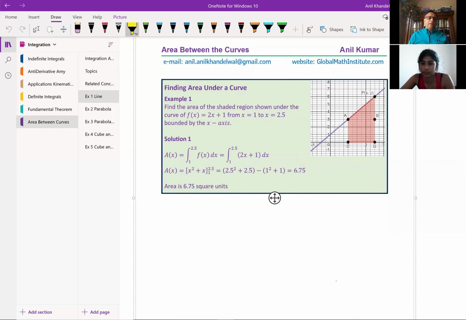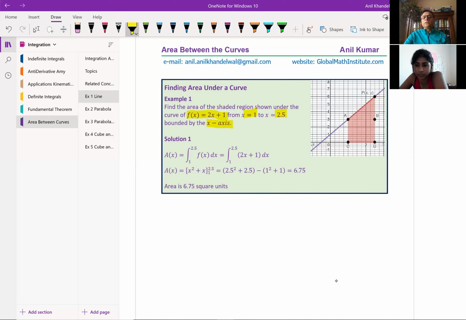Earlier, what we did was the antiderivative. We had a factor plus c, and putting the initial conditions, we found c and then calculated. Now, using the fundamental theorem of calculus, we can easily find it. The question for you is: find the area of the shaded region shown under the curve f of x equals 2x plus 1 from x equals 1 to x equals 2.5, bounded by the x-axis.